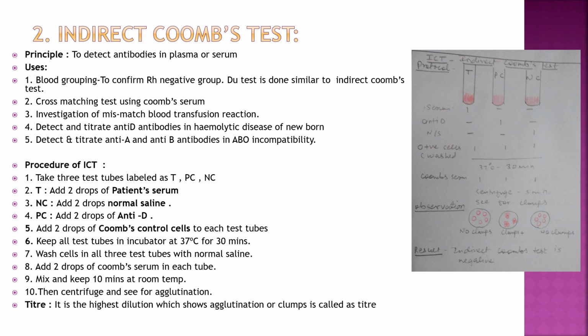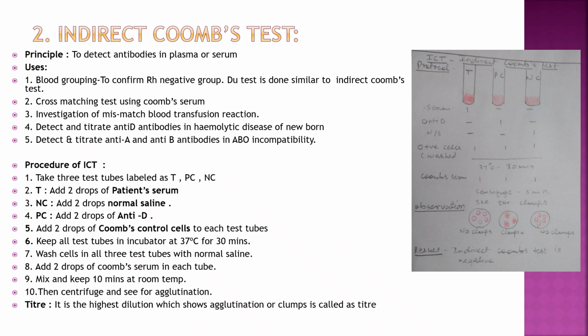Procedure: take 3 test tubes labeled as T, NC and PC. In T, add 2 drops of patient serum. In NC, 2 drops of normal saline. In PC, 2 drops of anti-D. Add 2 drops of Coombs control cells to each tube. Coombs control cells are the O positive cells washed with normal saline. Then keep all test tubes in the incubator at 37 degrees Celsius for 30 minutes.